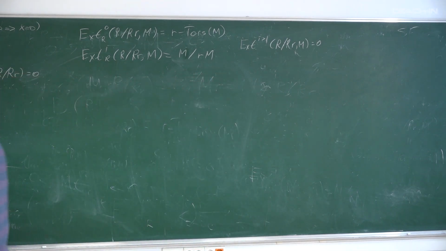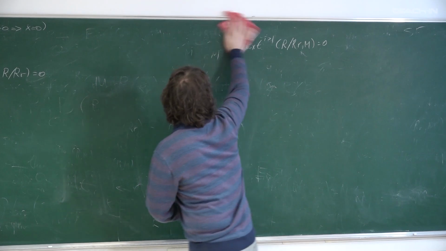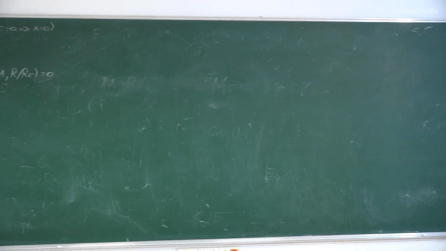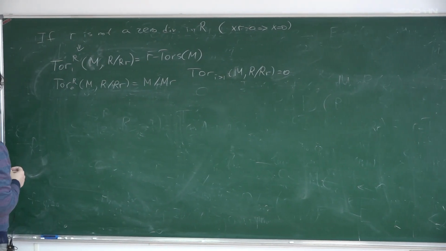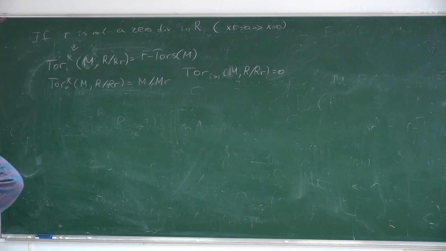Now, okay, let's forget this for a second. About Tor, about flat modules. Okay, at first, a flat module is such a module whose tensor product preserves exactness. It preserves exactness.